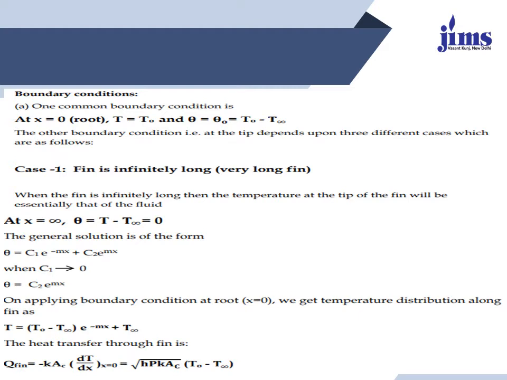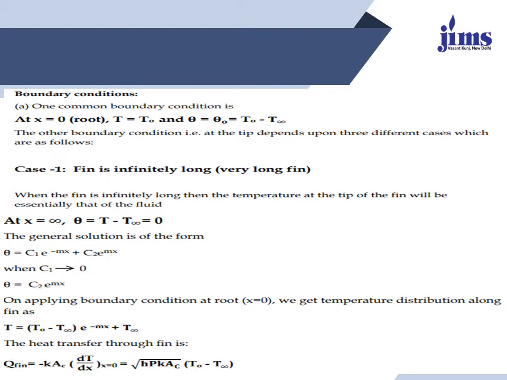Case number 1: the fin is infinitely long, so we assume the length of the fin tends to infinity. Where the fin is infinitely long, the temperature at the tip of the fin will be essentially that of the fluid. So at x tends to infinity, theta tends to 0. Putting these first and second boundary conditions in the basic equation, we get C1 equal to 0 and C2 e to the power minus mx.